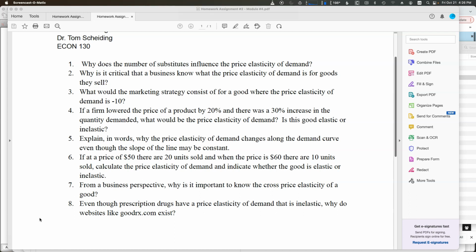Now, for something elastic, let's talk about bread, right? Not only do I not have to eat bread, but among brands, there's lots of different bread brands out there, and most people don't really care. So our price elasticity of demand for a particular brand of bread is quite elastic.